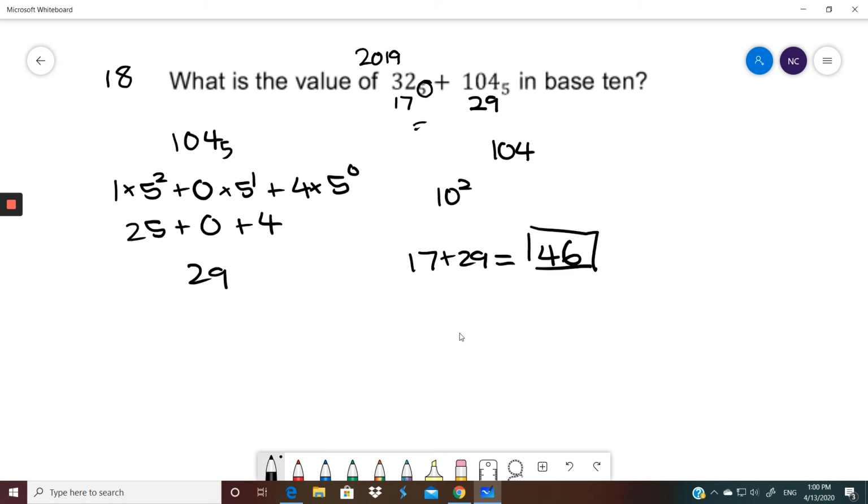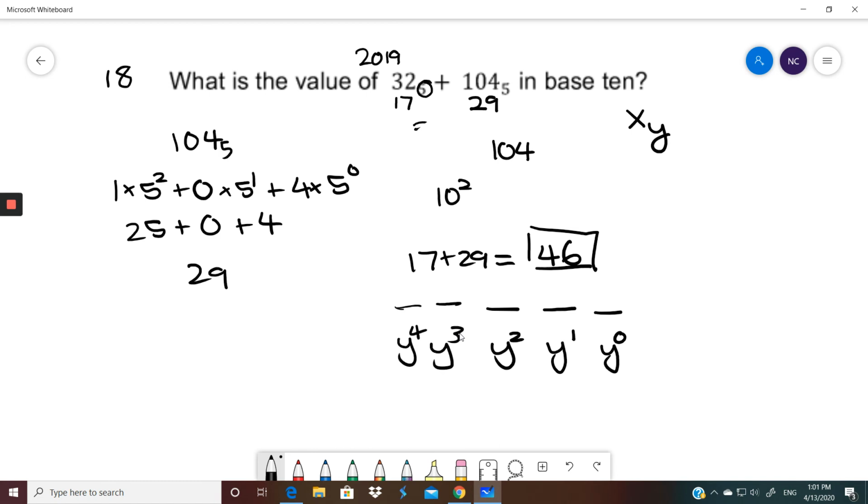So really, for any base, let's say you have a number, base y, it's always going to work like this. The units digit is going to be times y to the 0. The tens digit, quote unquote, would be y to the 1, y squared, so on and so forth. So if you can apply this, you can always change it back to base 10. It will always come back to base 10.